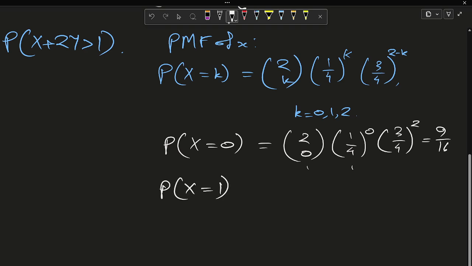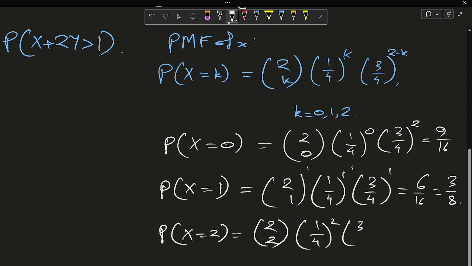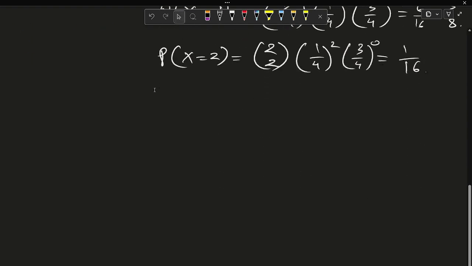P(X = 1) is 2C1 (1/4)^1 (3/4)^1, which is 2 times 3 over 16, so 6/16, that is 3/8. P(X = 2) is 2C2 (1/4)^2 (3/4)^0, so this is 1/16. Now we have to calculate the PMF of Y.